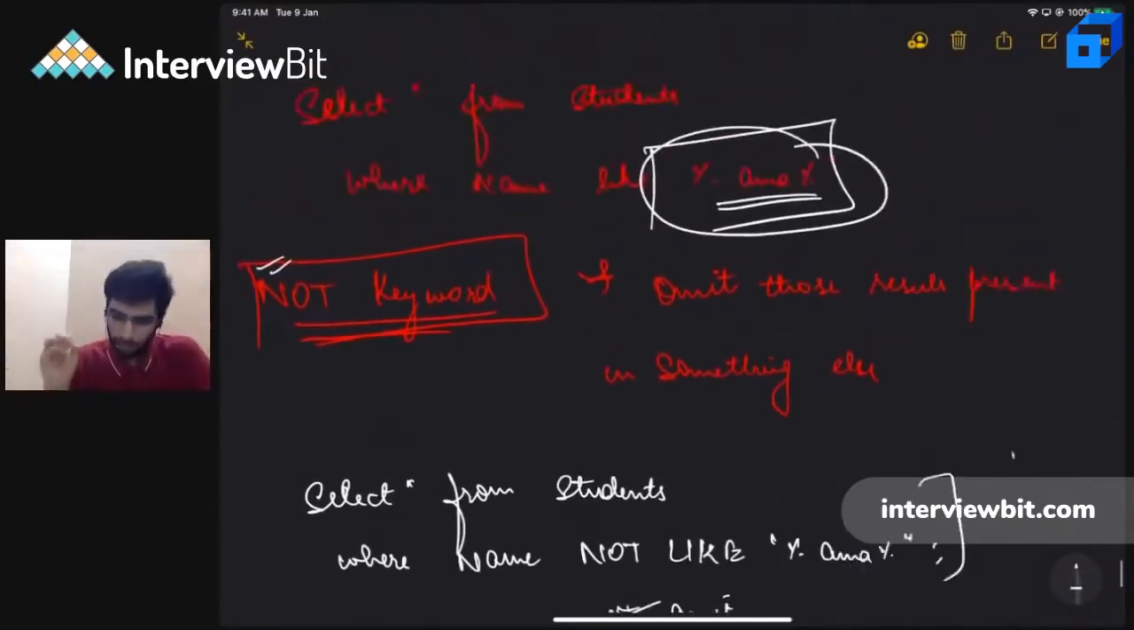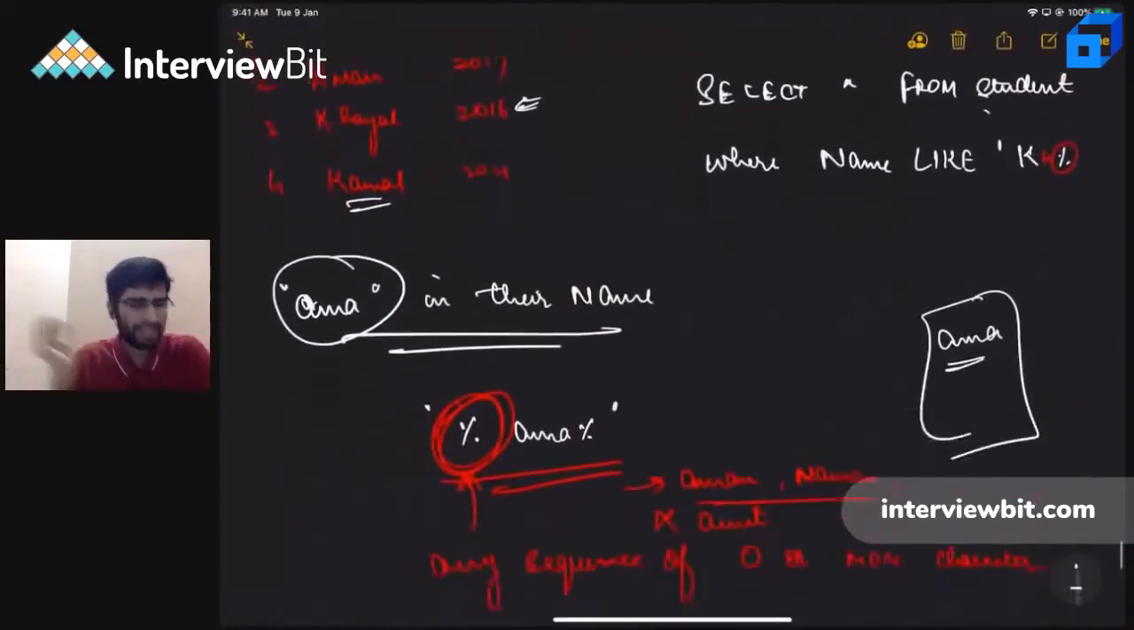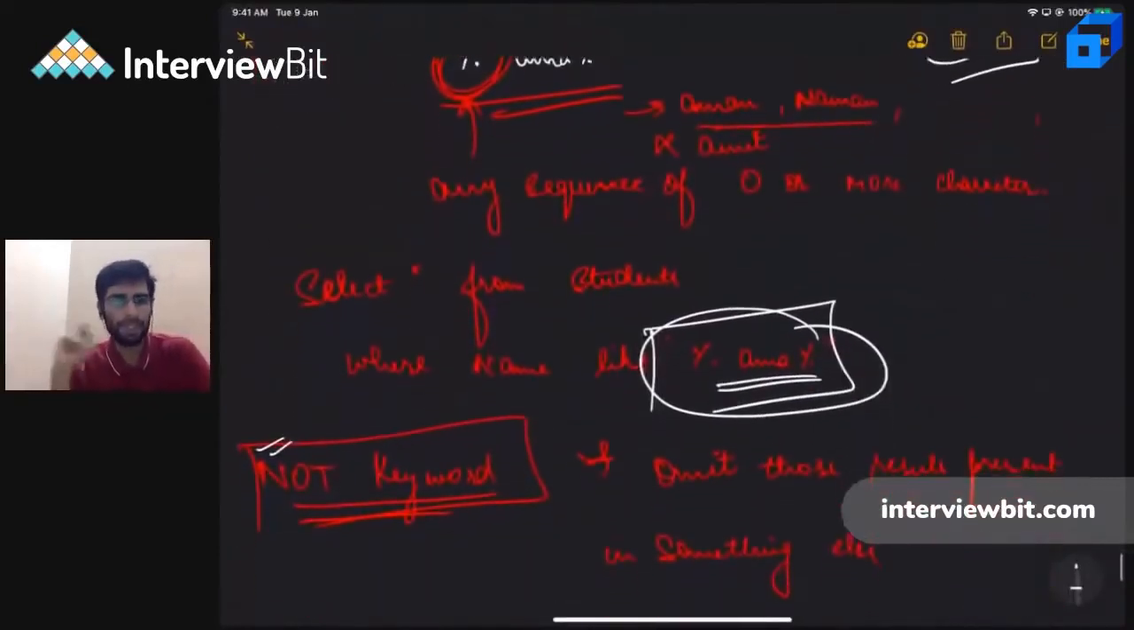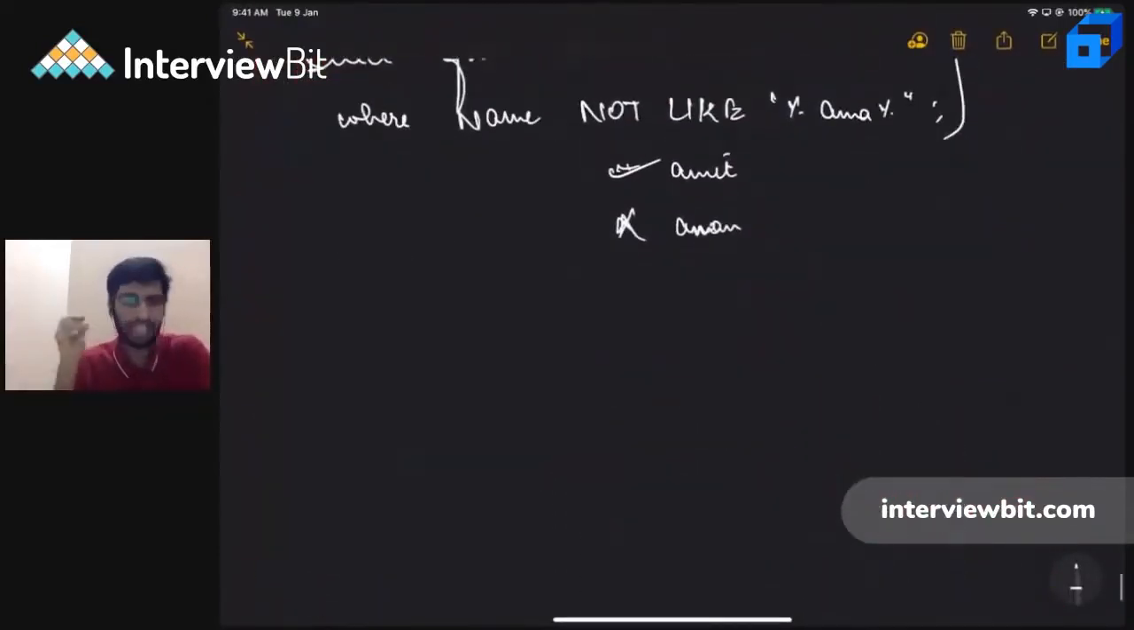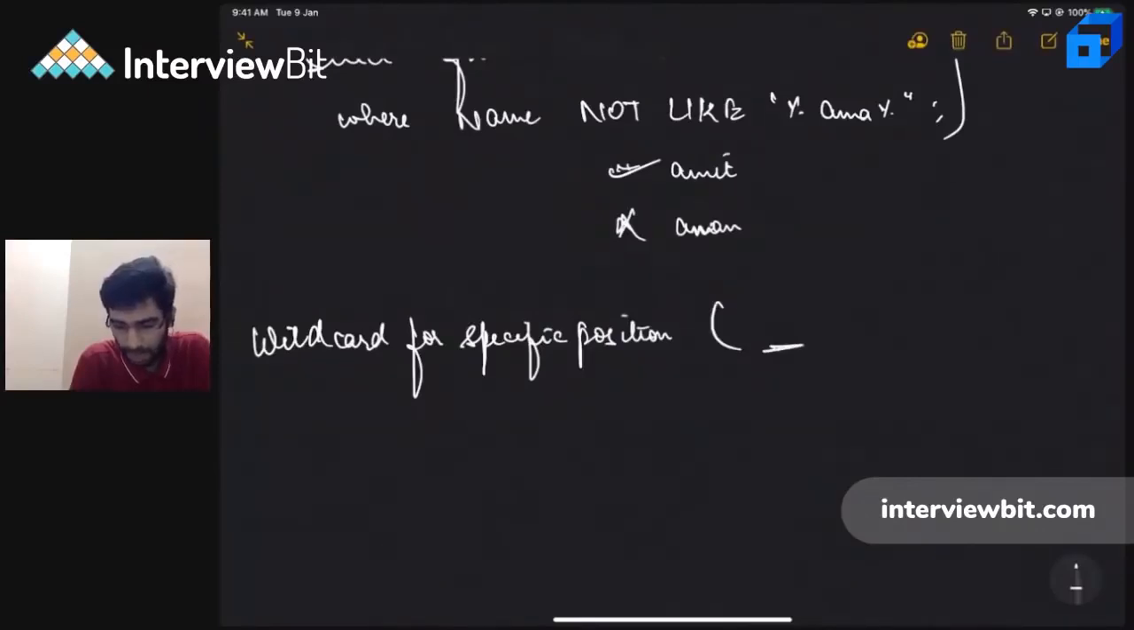Okay. Now we have discussed three things. We have discussed percentage at multiple places. We have also discussed NOT. There is also a specific sign, a wildcard for a specific position, that is nothing but the underscore sign.